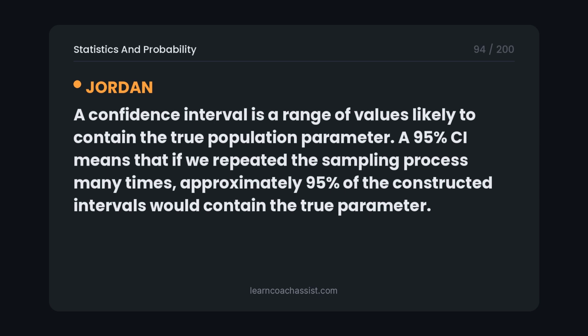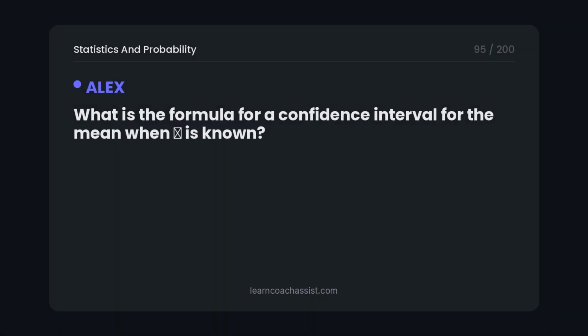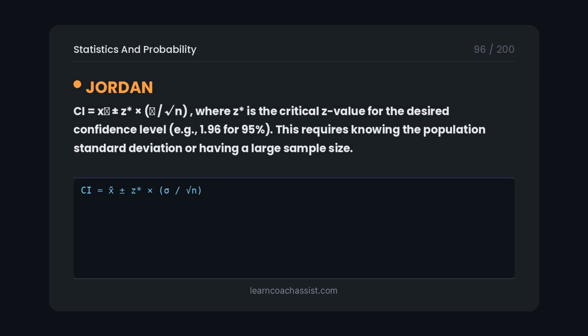What is the formula for a confidence interval for the mean when sigma is known? CI = x̄ ± z* × σ/√n, where z* is the critical z value for the desired confidence level, e.g., 1.96 for 95%. This requires knowing the population standard deviation or having a large sample size.